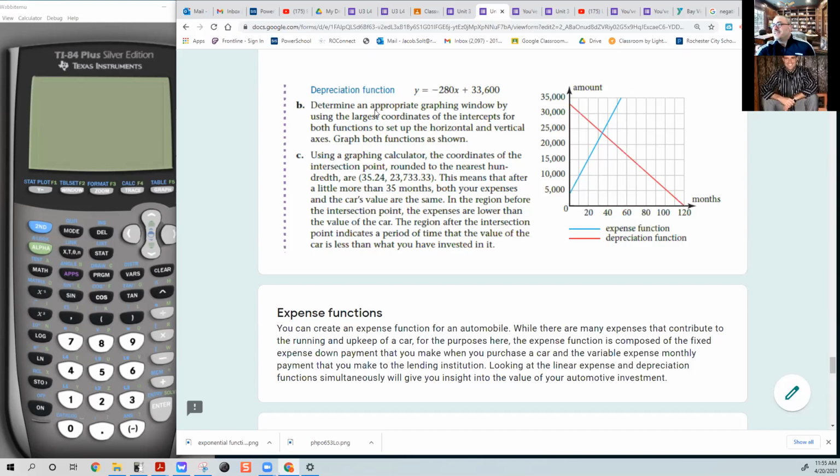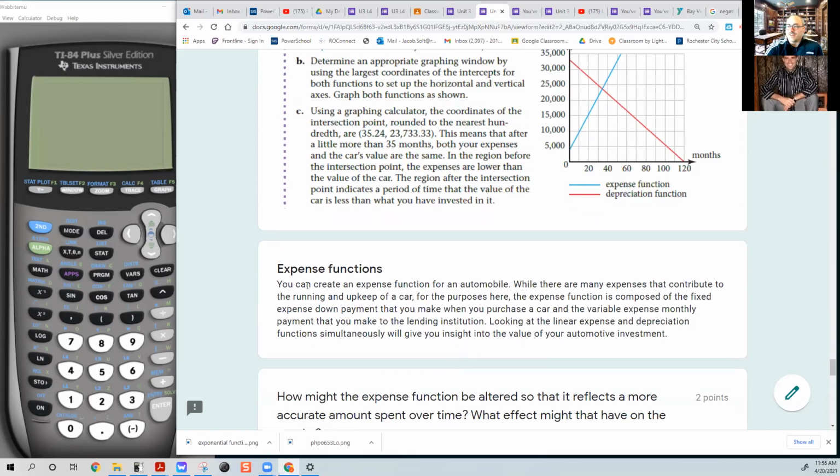Okay. So we're going to determine an appropriate graphing window. Let me see. I think I just wanted to show you what this is, and I wanted you to be able to start answering some questions about systems of equation type stuff without us getting in too deep into it. So, expense functions. You can create an expense function for an automobile. While there are many expenses that contribute to running and upkeep of a car, for the purposes here, the expense function is composed of a fixed expense, the down payment that you make when you purchase the car, and the variable expense, the monthly payment that you make to the lending institution.